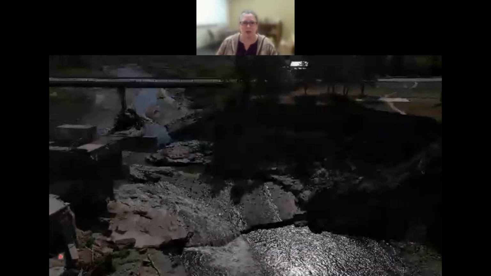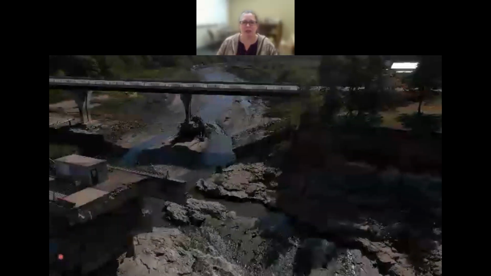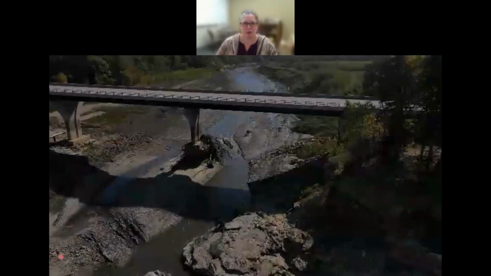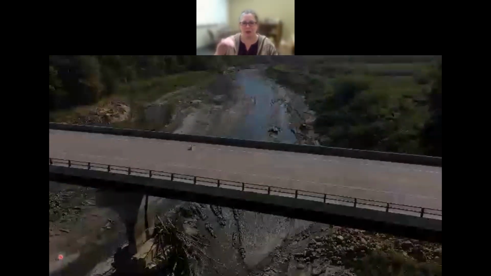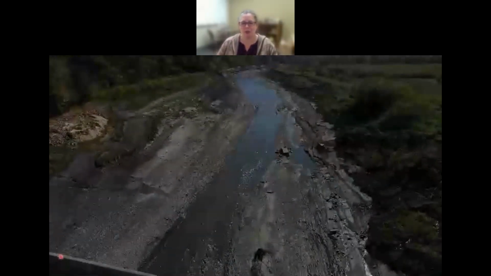The reservoir that you see here, it wasn't really here. You can see where those bridge pilings are. The water was close to the top. You can see the kind of darker area on the pilings.